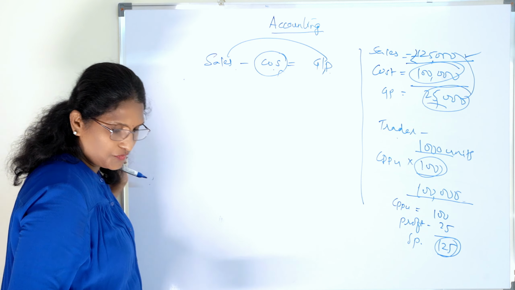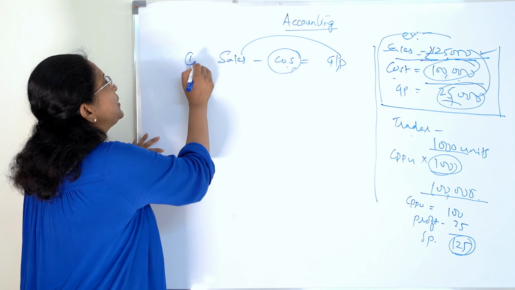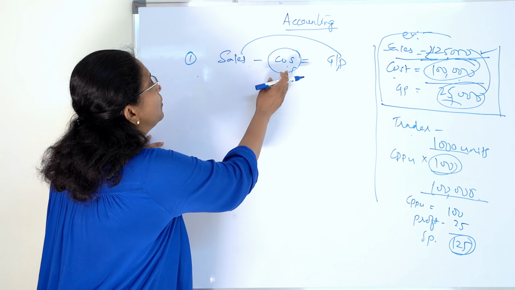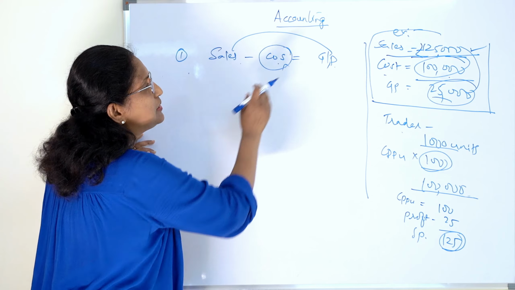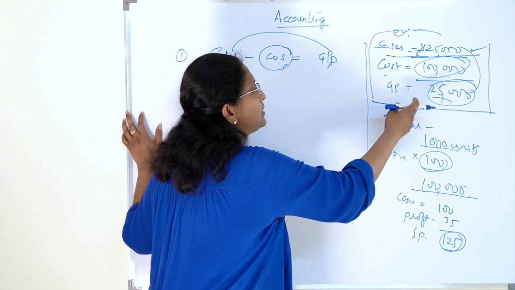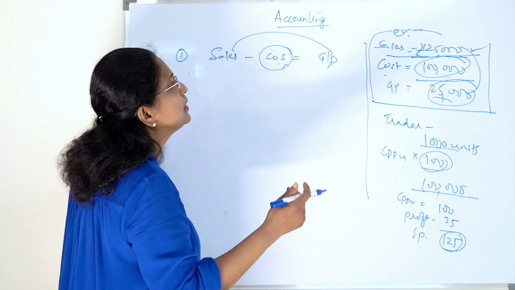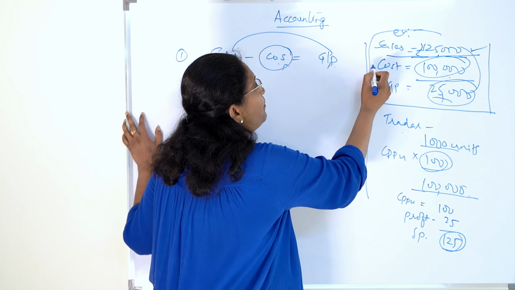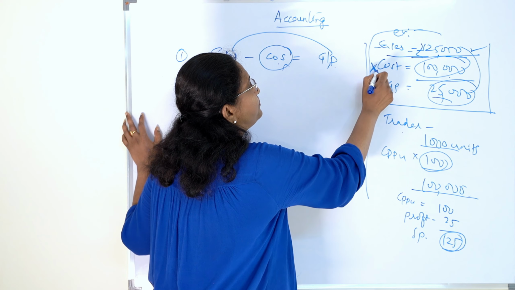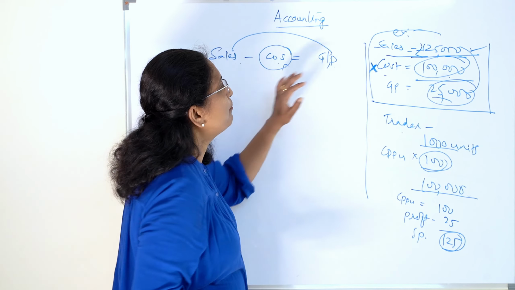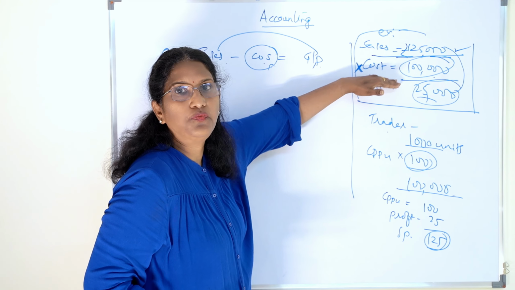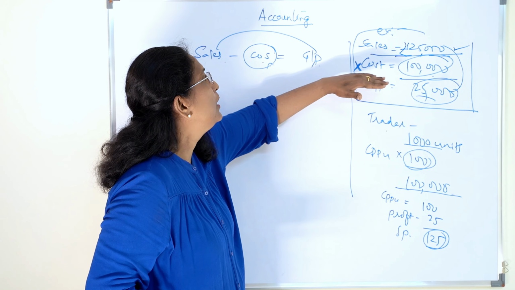sales minus cost of sales is gross profit, that is my first equation I told you. It's very simple. If you know sales and cost of sales, the information is available. Now suppose some of the information is missing. What is happening here? Some of the information is missing. Try to understand here clearly now.